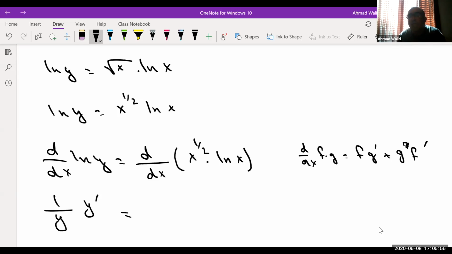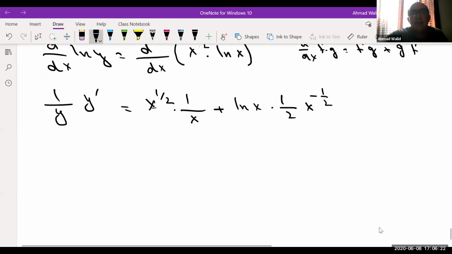Now, f g prime, x to the power of 1/2 times g prime, the derivative of ln x is 1 over x, plus g, which is ln x, times f prime. What is the derivative of x to the power of 1/2? It gives you 1/2 x to the power of negative 1/2, right? Let's simplify.